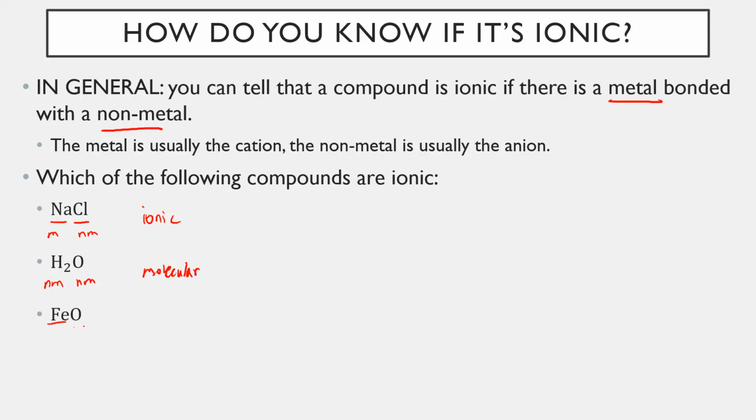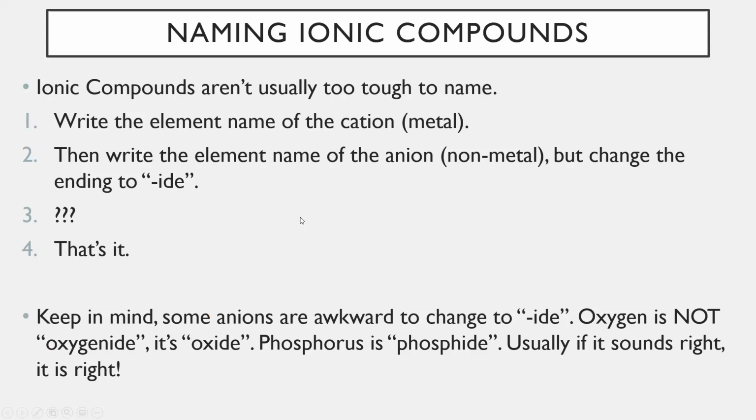Last one, FeO. That's iron and oxygen. Iron, of course, is a metal. Oxygen is a nonmetal. Guess what? That one's ionic. Hopefully it makes some sense, right? You have to use your periodic table. You have to look at each of your elements and figure out whether they are metals or nonmetals. Anyway, moving on.